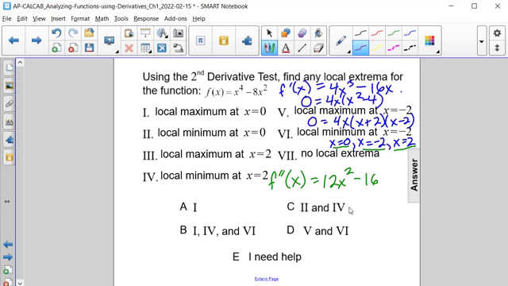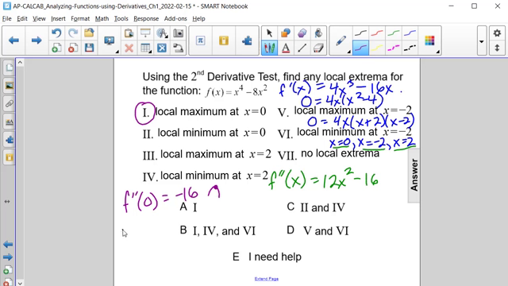Let's start off with f double prime of 0. If we substitute 0 in, we get -16, because we get 0 minus 16. So because we have a negative here, that means it's concave down, which means we have a local maximum. So a local maximum at x equals 0. Okay, that's Roman numeral number 1.